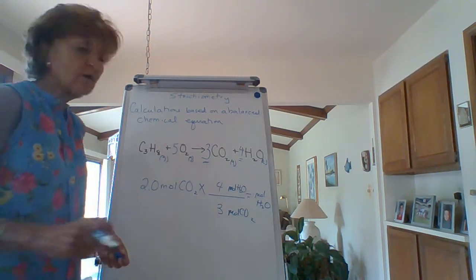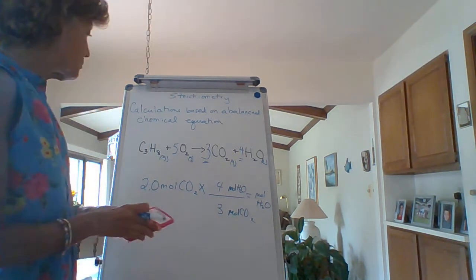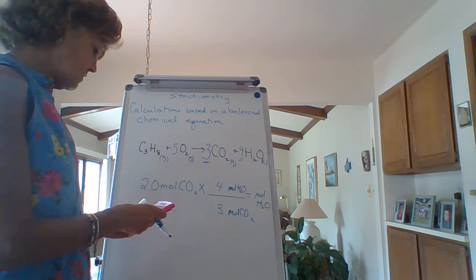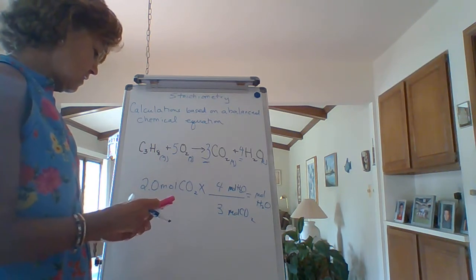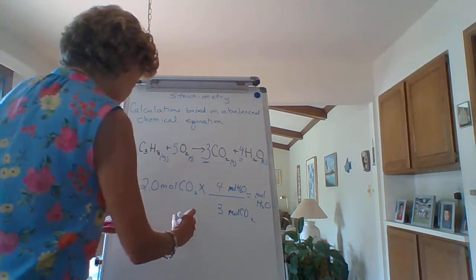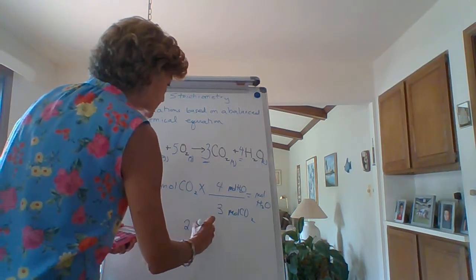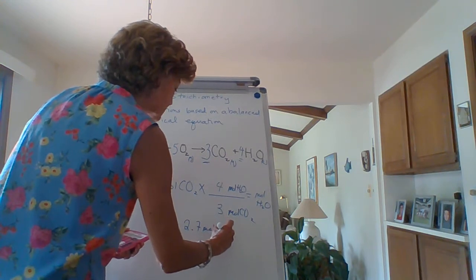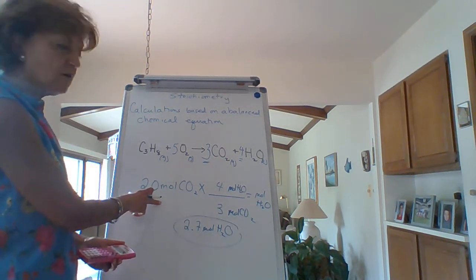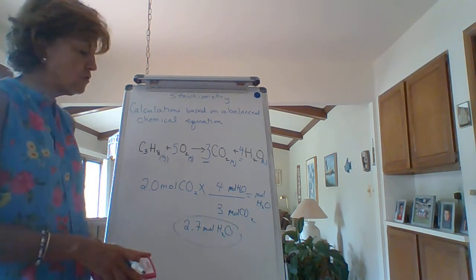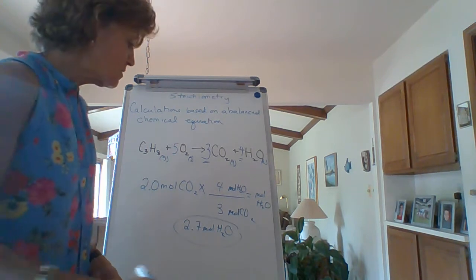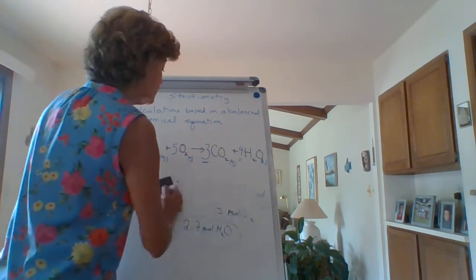So how many moles of water are you going to be producing? Well, you just calculate it. 8 divided by 3 is 2.66667. I have this as 2 sig figs, so I'm going to just write 2.7 moles of H2O. So for every 2 moles of carbon dioxide that are going to be produced, you're going to be producing 2.7 moles of water. And you can keep doing this with any of the two.